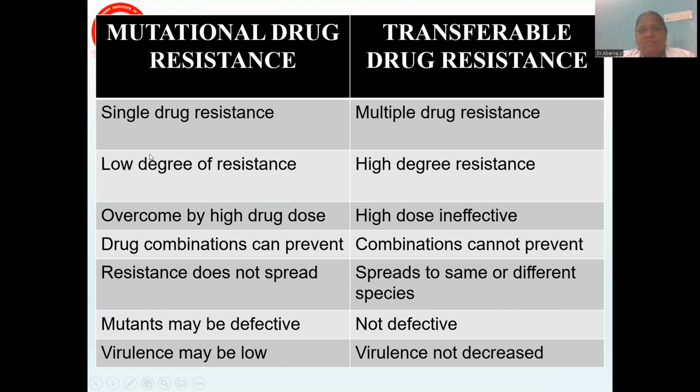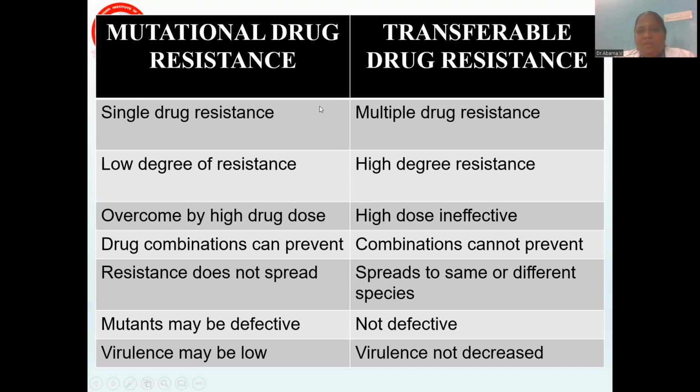Single drug resistance due to mutation will be of low degree, and it will not spread from one bacterium to another because they may be defective and the virulence is also very low. So this type of resistance can be overcome by high drug dosage and giving a combination of drugs.